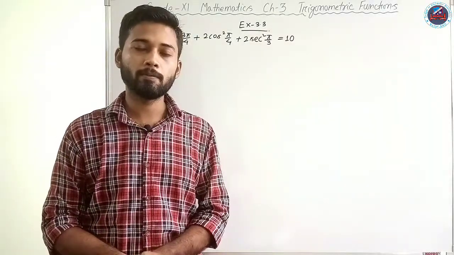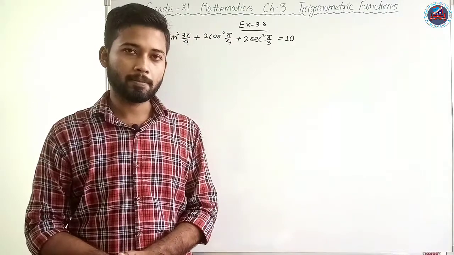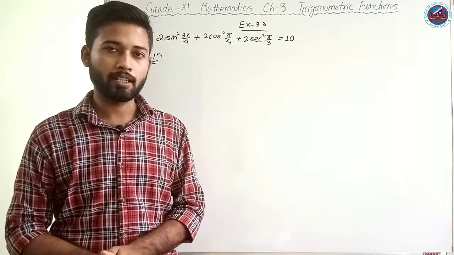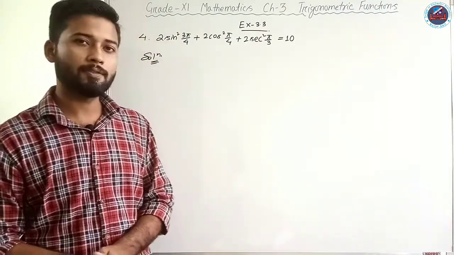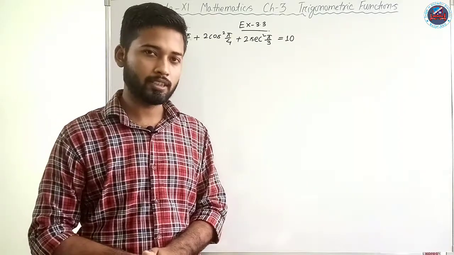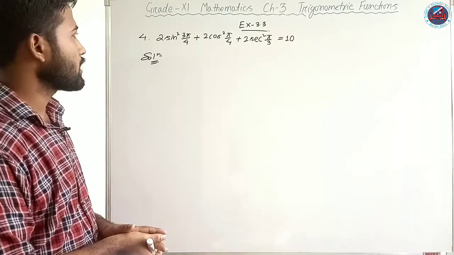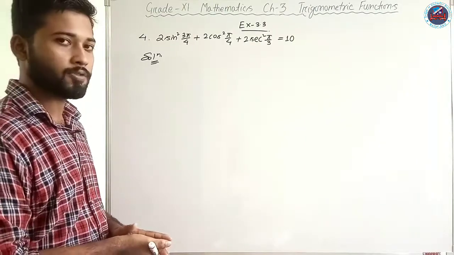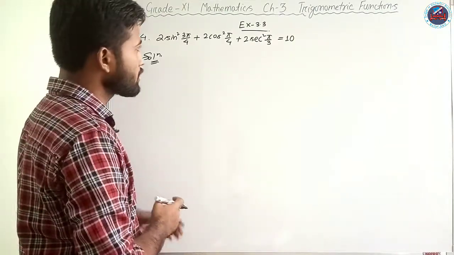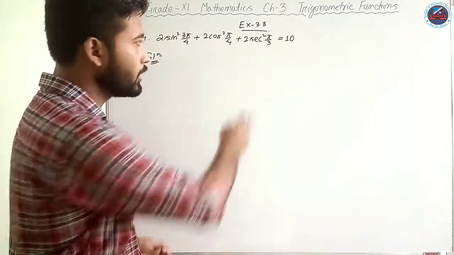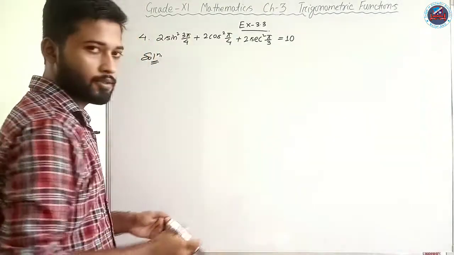So this is your fifth video of the chapter trigonometric functions of grade 11. Here we shall discuss a few problems from exercise 3.3. We have taken the first question, that is 2 sin² 3π/4 + 2 cos² π/4 + 2 sec² π/3 = 10. We need to prove this, that the LHS is equal to RHS.